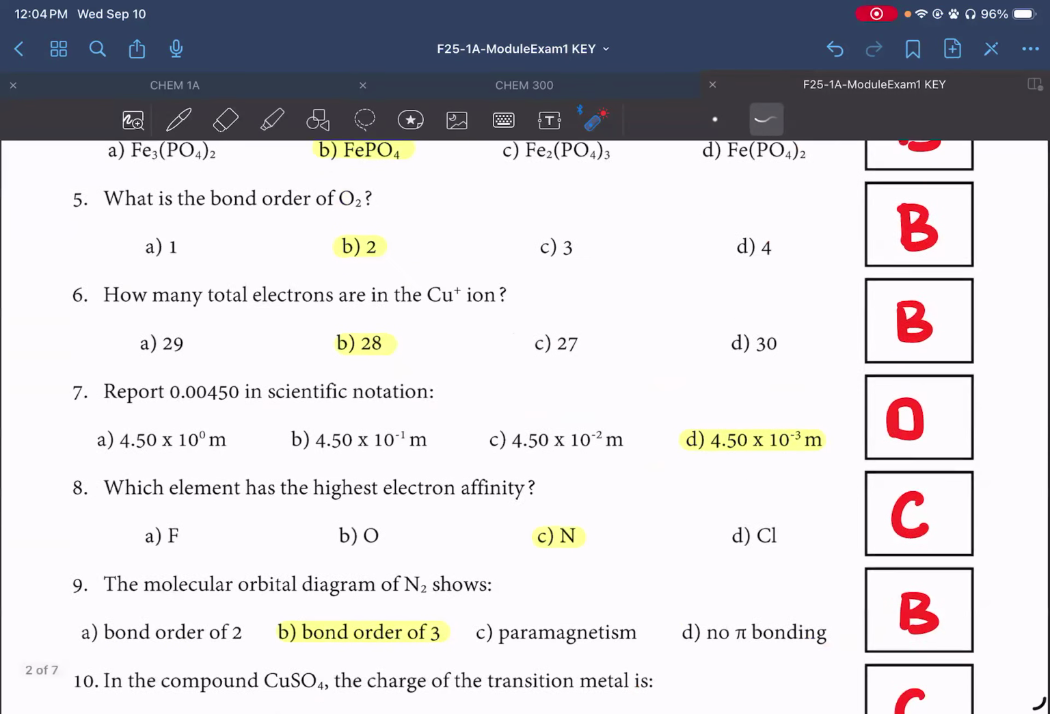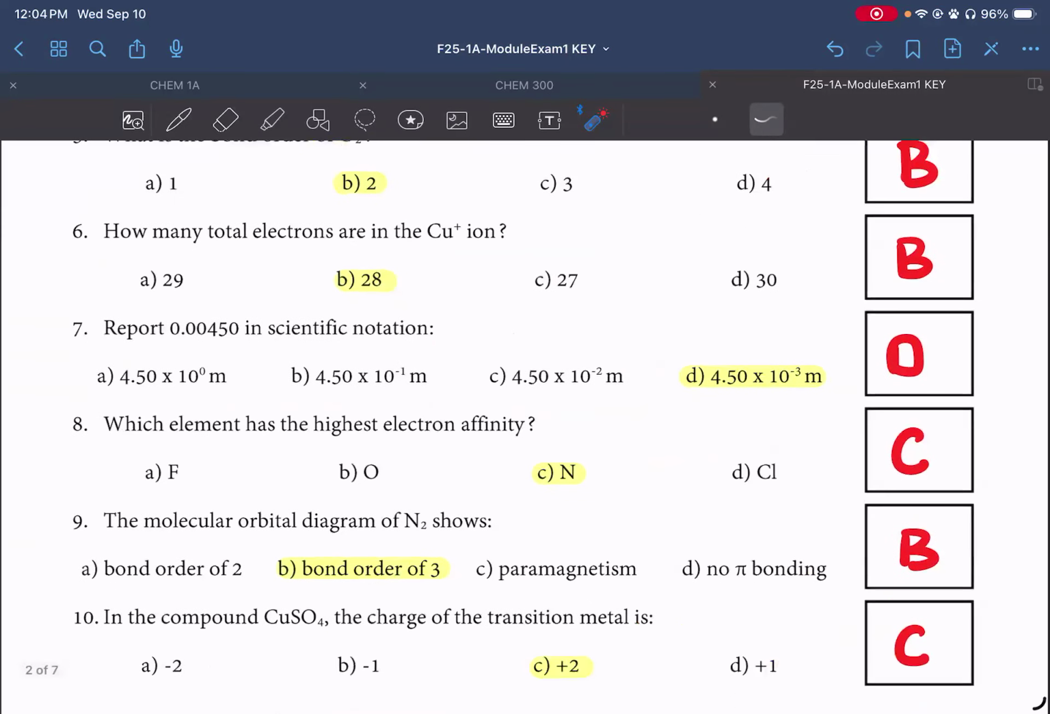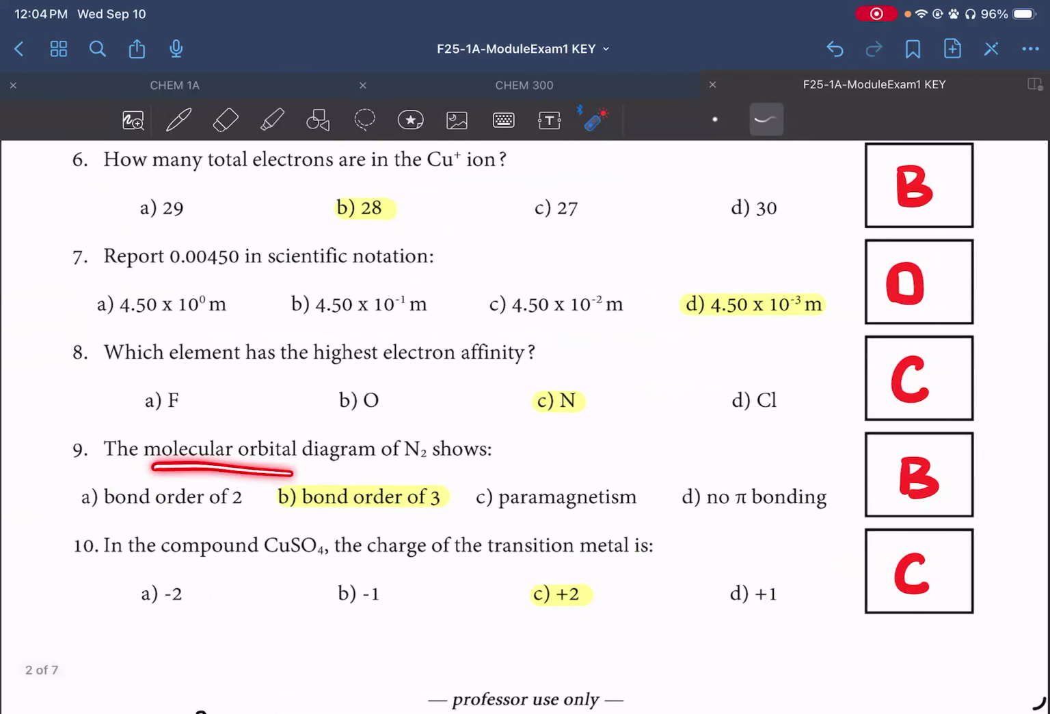Scientific notation was good. Electron affinity is good. Number 9, the molecular orbital diagram of N2 shows, again, you did not need to draw the MO diagram. If you had remembered that nitrogen has a triple bond between the 2 atoms, you could have identified that it has a bond order of 3.